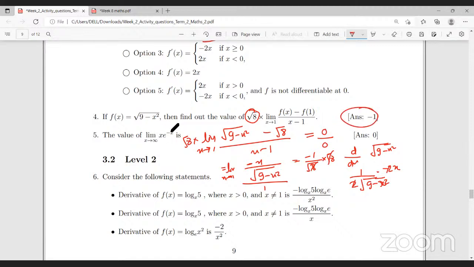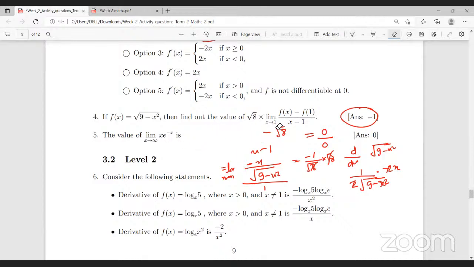Sir, I am confused. Here we have not used the u by v formula, the quotient rule. No, we are not directly finding the derivative. We are finding the limit here, not the derivative, right? We are differentiating the numerator and denominator individually. Okay, fifth question, anyone?